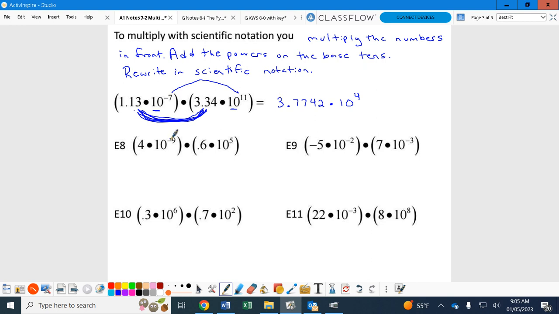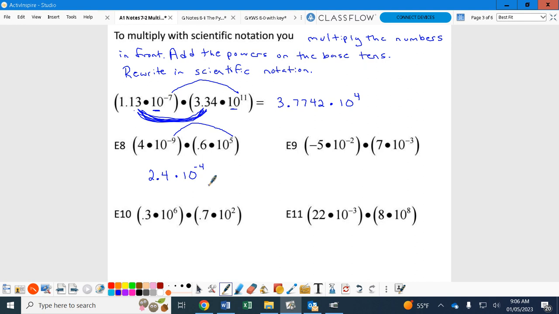Here we go. Let's do the next one. Grab your calculators. This is 4 times 0.6. What's that give you? 2.4 times 10 to the, and then we add the powers on those 10s. So negative 9 and 5 gives you a total of negative 4.